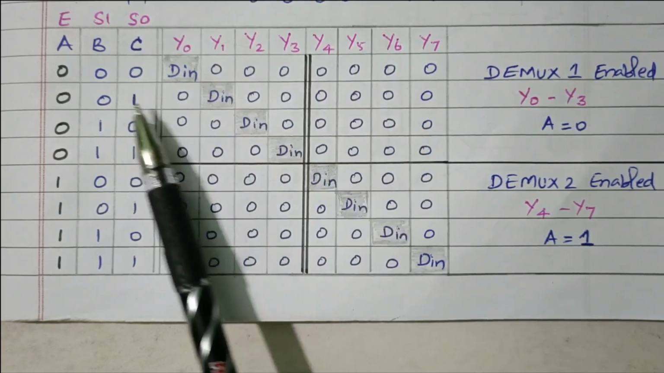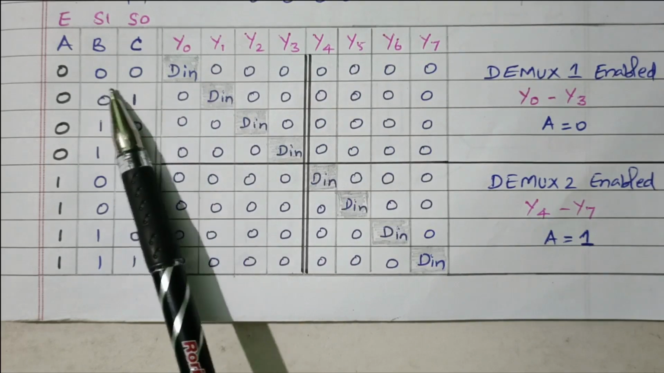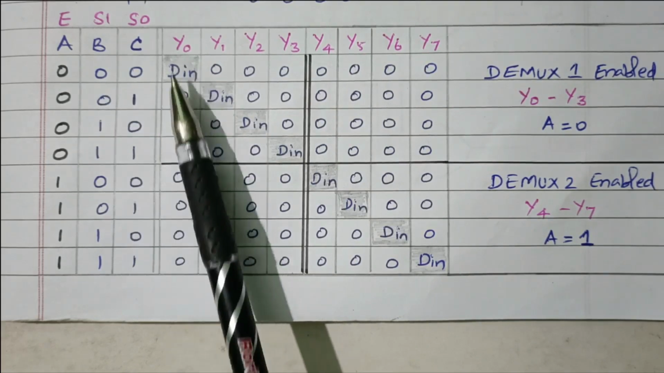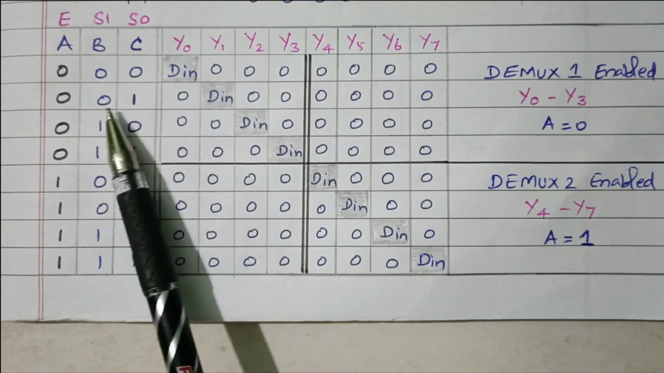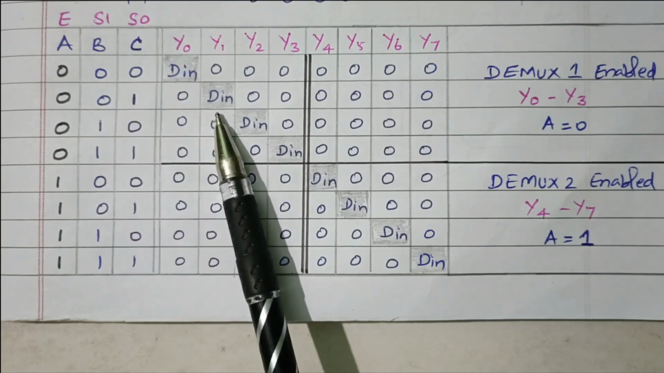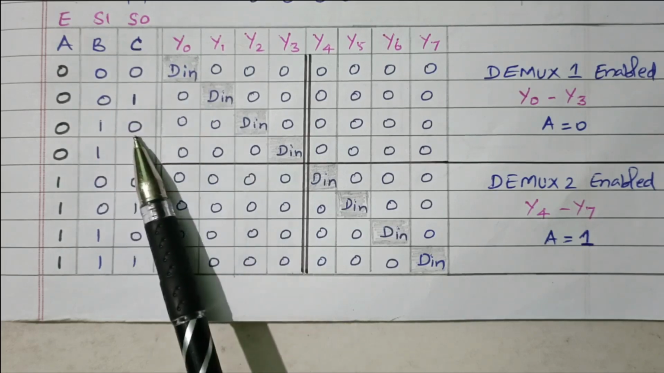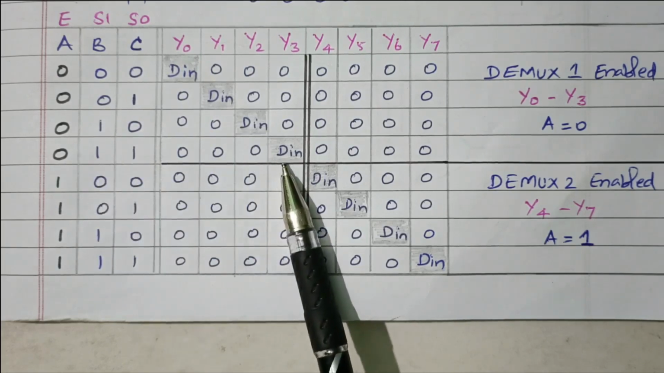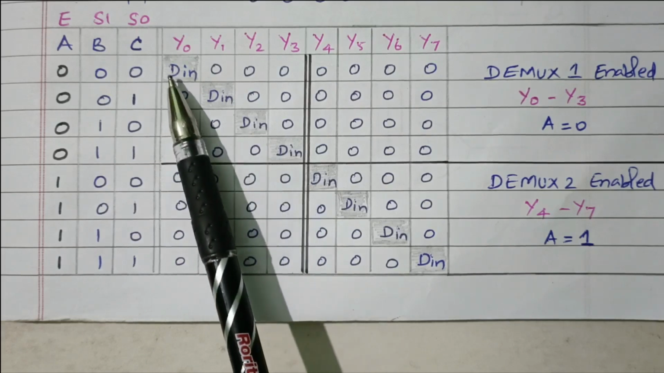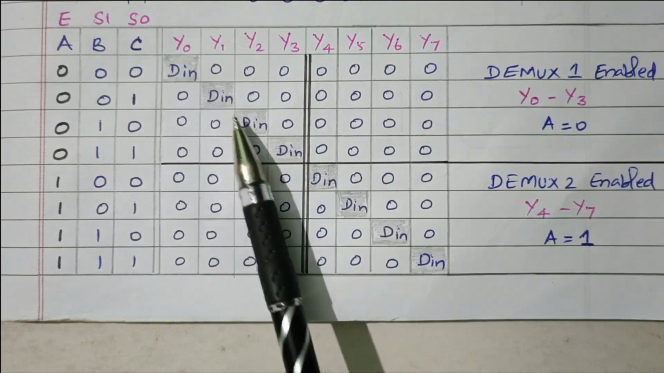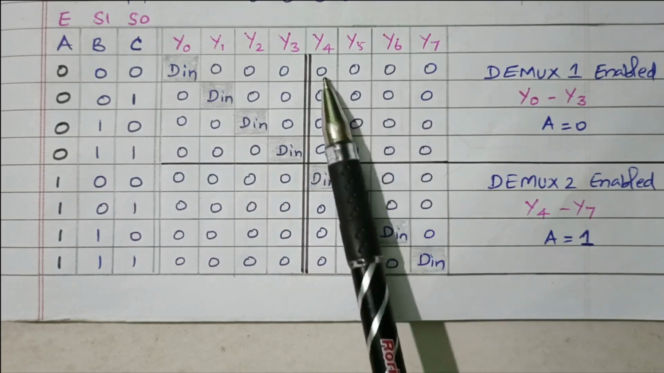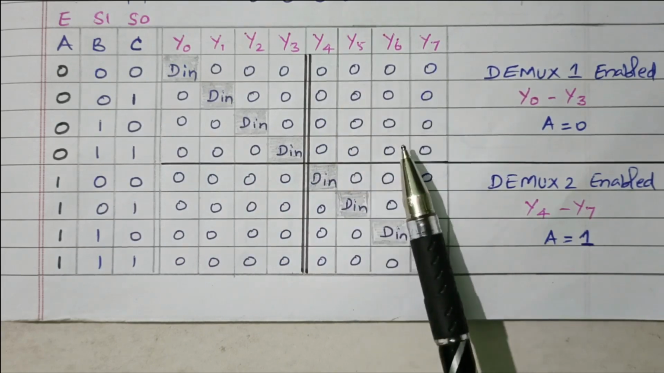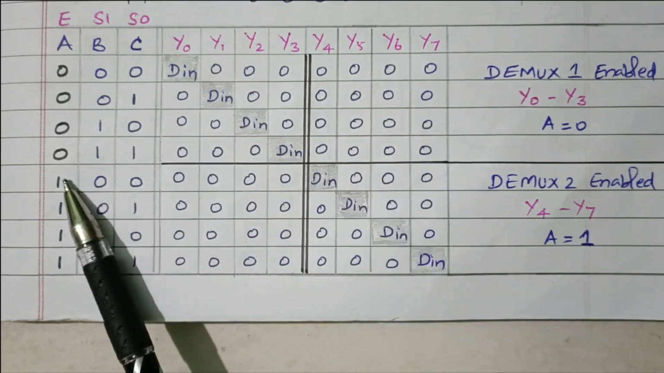In that, if B and C are 0 0, the data is available in Y0. 0 1 means data is available in Y1. 1 0 means data is available in Y2. 1 1 means data is available in Y3, right? So we'll get the data in Y0, Y1, Y2, Y3. The others are all zeros, right? Then if enable is 1, what will happen?